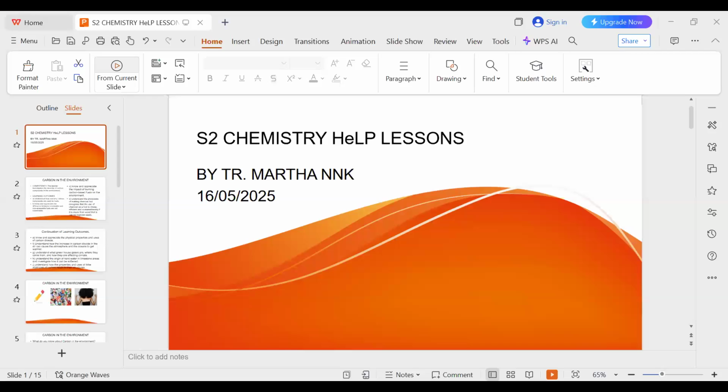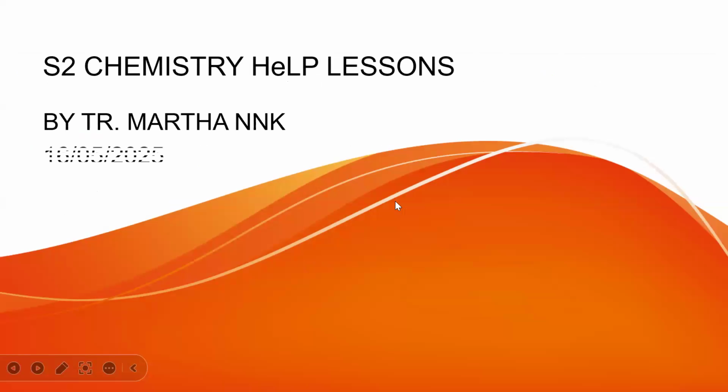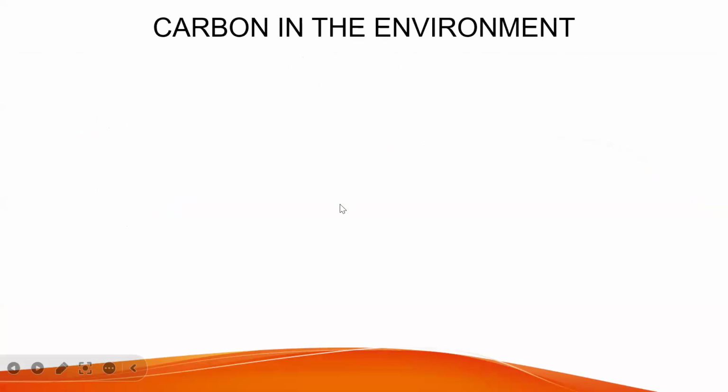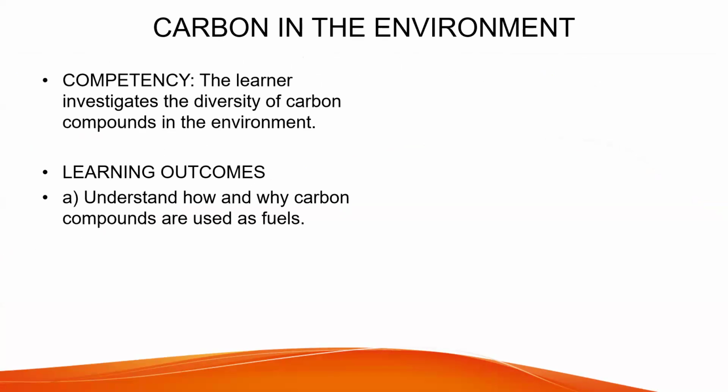And that topic is carbon in the environment. So we know that every time we're beginning a new topic, we expect to know the competence and then the learning outcomes. What are those things you're expected to know as we study this topic? And what are some of those things that you must know at the end of the topic?